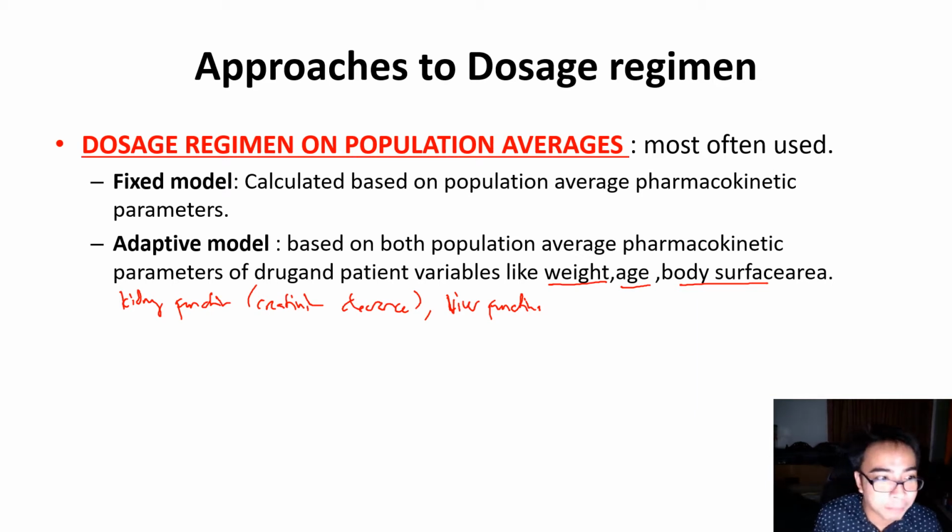Kumbaga, may mga parameters pa akong, I have other parameters to consider before I give the dose to my patient. So, this was most widely used. Kasi again, it's inexpensive. Kasi si drug manufacturer na ang nag-determine ng average population pharmacokinetics. Okay, then you just use patient variables like the weight, age, body surface area, kidney function, liver function, to adjust the dose based on these parameters. So at least kahit papano you get a good balance between cost effectiveness and accuracy in your dosing.